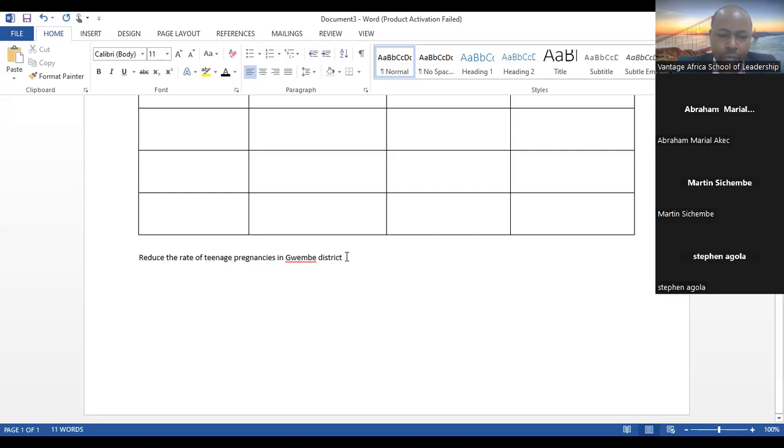Yes. Okay. Now, did you have a baseline in terms of what is the current rate, out of every 100 girls, about what percentage get pregnant during teenage years? 45%. 45%, eh? Yes. And you want to reduce this from 45% to what percent? 20%. 20%, eh? So our target is 20%. Okay.